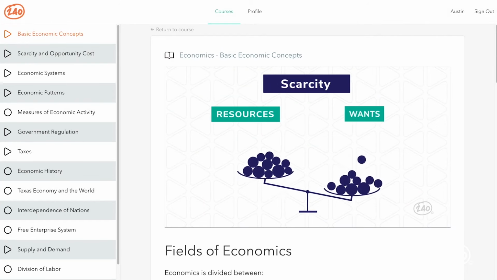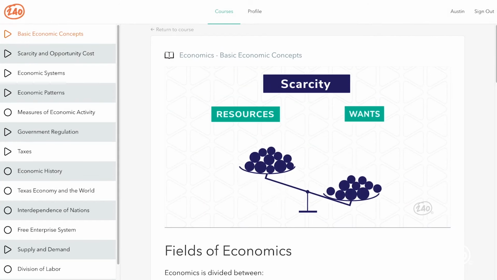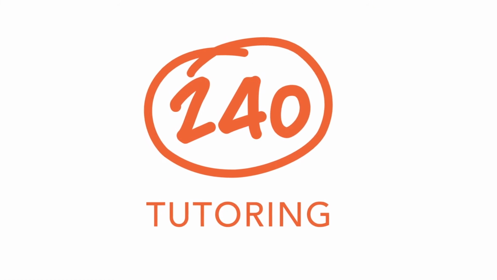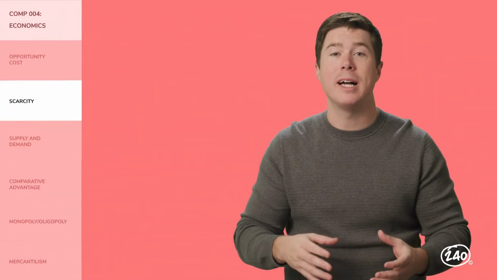Our wants always exceed our resources. Even the richest man in the world only has 24 hours in a day. This creates scarcity. The third concept is going to be supply and demand, and it's a really basic economic concept.